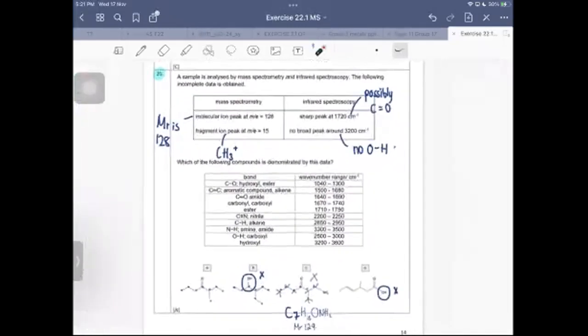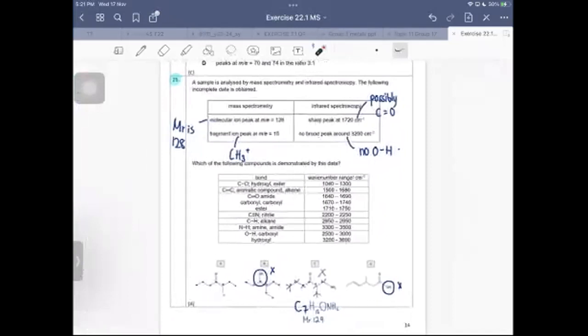Last question is question 25. So I'm going to use the information first. What the mass spectrometry can tell me is that the molecular ion peak is at 128. So that means the MR of my molecule is 128. Okay, there's a fragment ion peak at 15, so that looks like it's a CH3 plus signal. Infrared spectroscopy tells me that there is a sharp peak at 1720. So that is possibly a C double bond O.